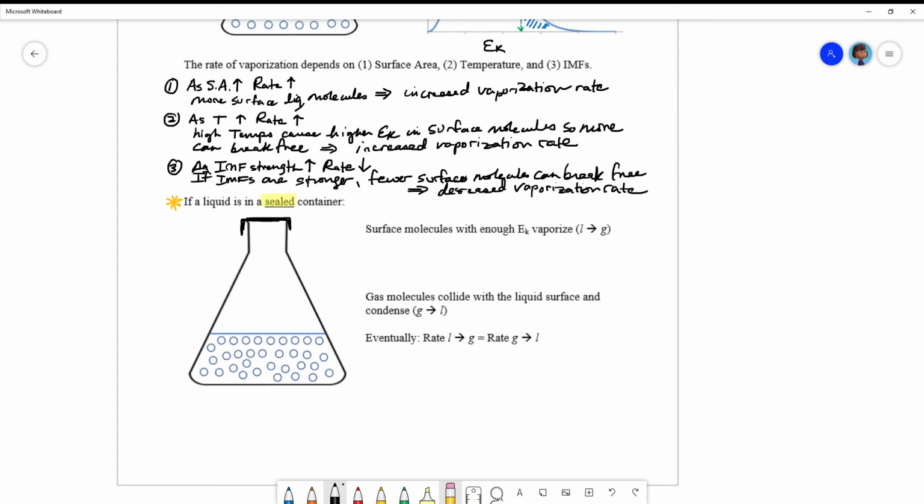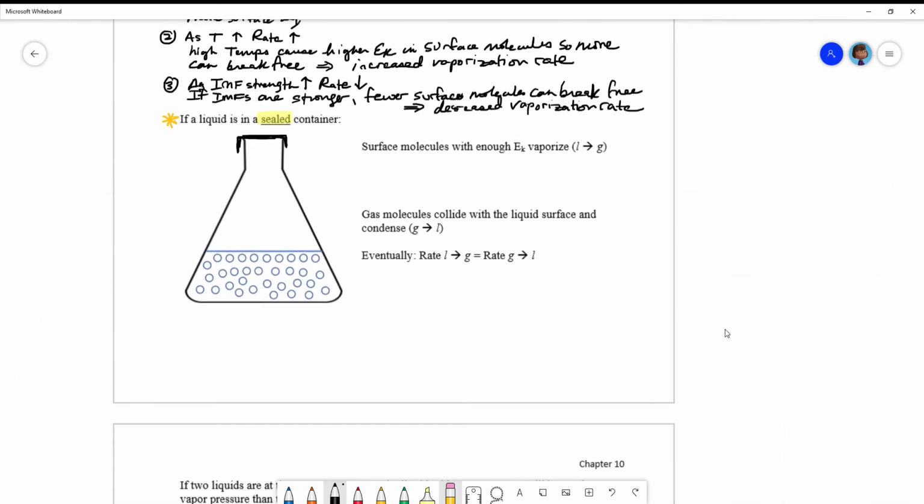So if the liquid is in a sealed container, what are some of the differences that we're going to notice? Well, once again, the only molecules that can vaporize are those surface molecules with enough kinetic energy. So once again, let's suppose that this molecule has enough kinetic energy, and this one and this one. Okay, well, they can start popping off. Now, interestingly, where we're going to see things initially. So if surface molecules are popping off, so now they're over here and here and here.